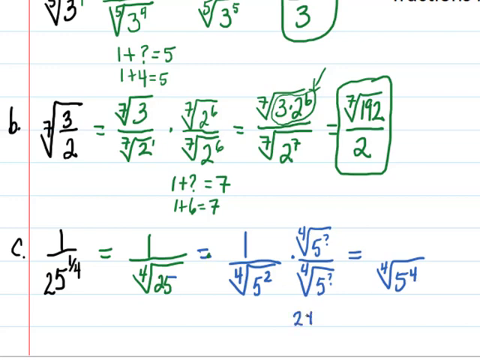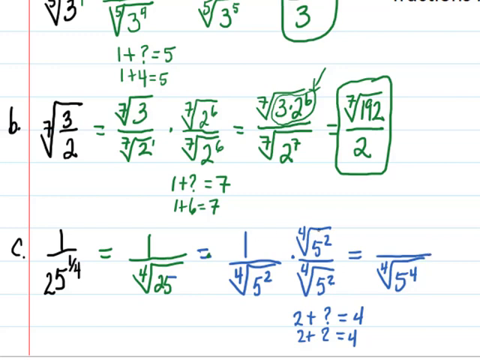And that will only happen if the exponents add up to 4. Well, that means that we must use an exponent of 2. So we'll multiply by the 4th root of 5 squared over the 4th root of 5 squared. That will give us the denominator we want.